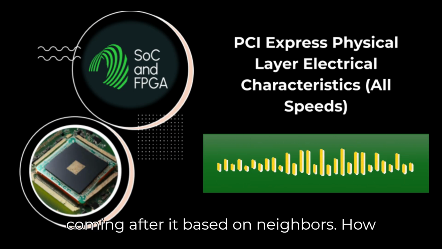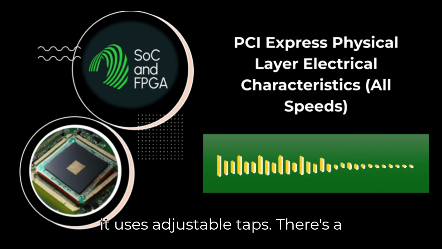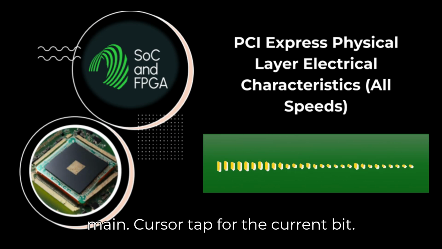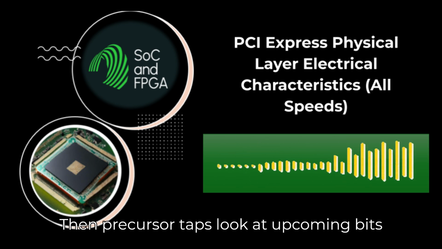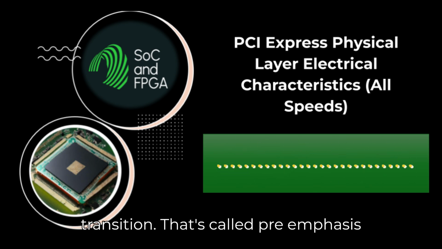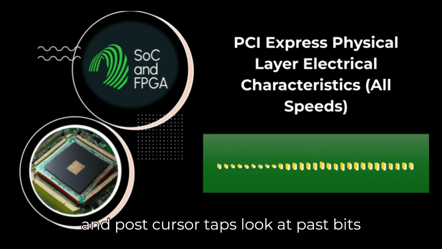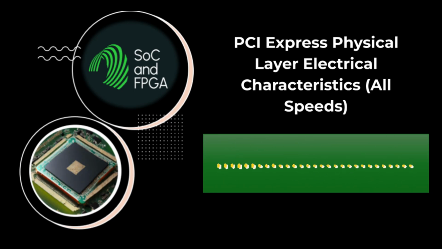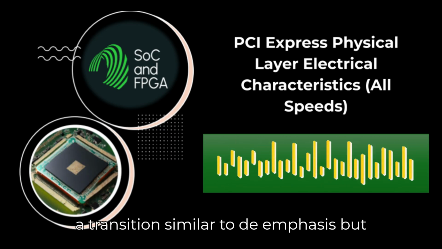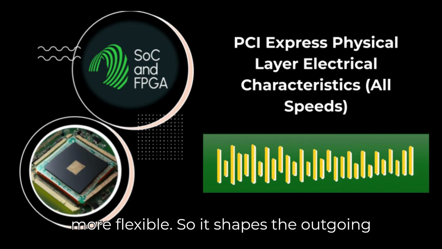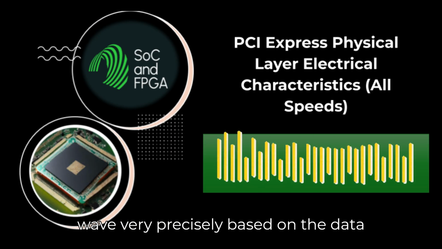Based on neighbors. How? It uses adjustable taps. There's the main cursor tap for the current bit. Then precursor taps look at upcoming bits and can boost the signal before a transition. That's called pre-emphasis. And post-cursor taps look at past bits and can reduce the signal amplitude after a transition, similar to de-emphasis, but more flexible. So it shapes the outgoing wave very precisely based on the data pattern.